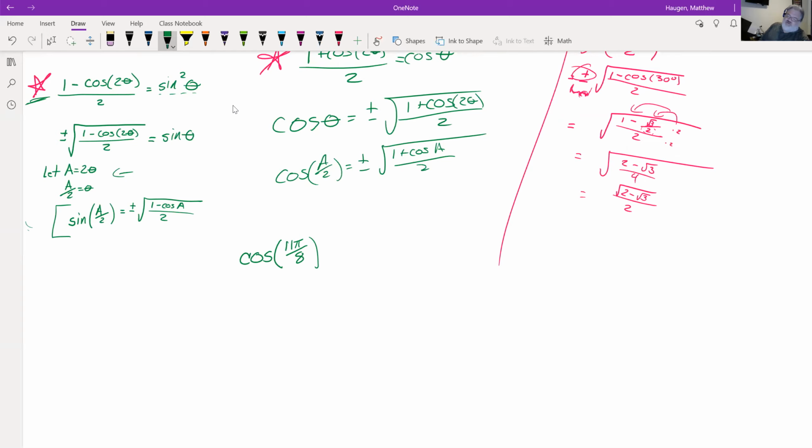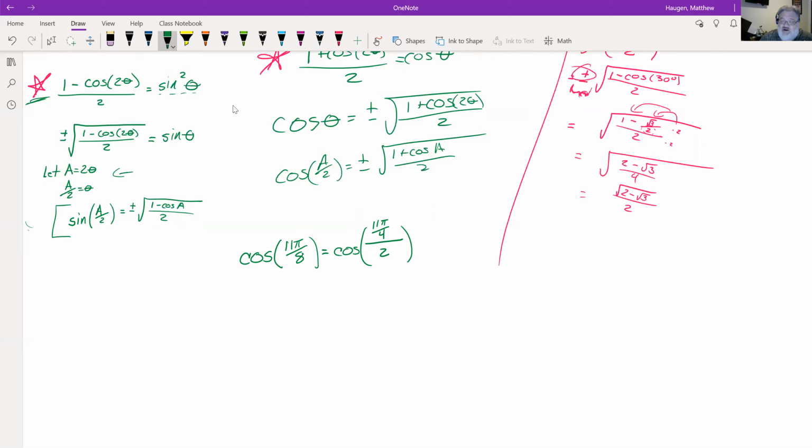If you tried to use the sum and difference formulas to find two angles that add or subtract to 11 pi over 8, you would be looking for a long time. It really wouldn't be effective. However, if we recognize that eighths are half of fourths, 11 pi over 4 divided by 2 is 11 pi over 8.